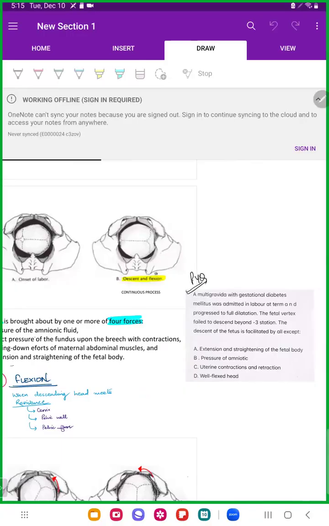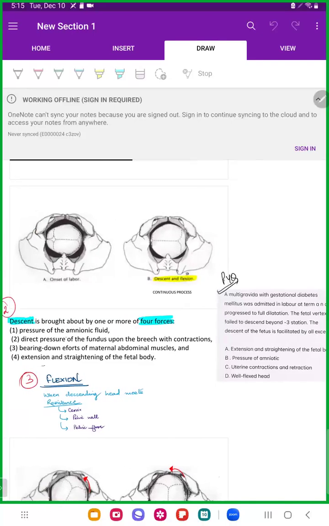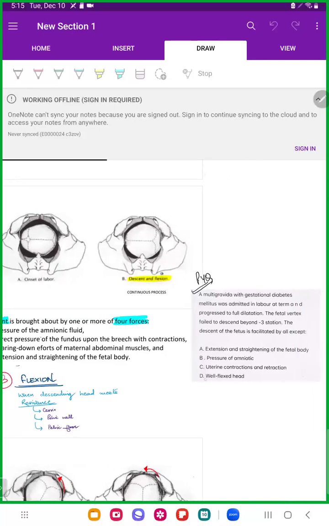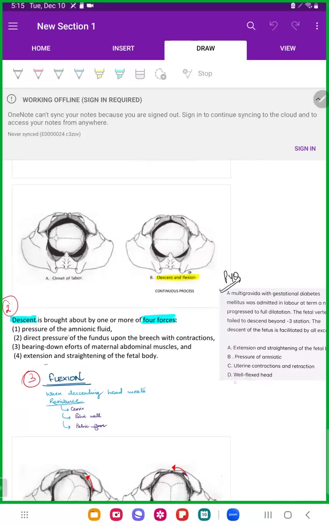On descent, they gave a clinical scenario and asked which factor is not responsible for the descent of the fetus. They gave a history that a multigravida with gestational diabetes is admitted in the labor room and has progressed to full dilatation. The vertex is at -3. They asked, descent is facilitated by all except. So we already know it is the well-flexed head. What is the role of a well-flexed head? It is involved in internal rotation, but not in descent.